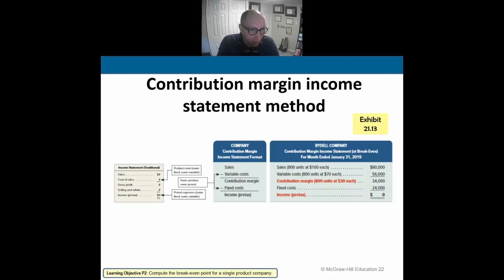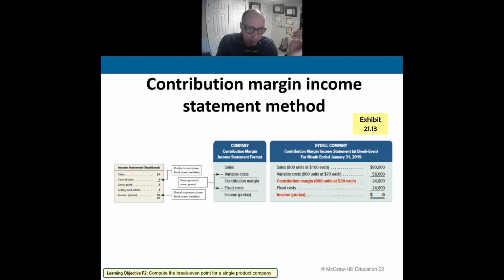So here we go. Sales is always at the top of the income statement. You know that. That's your revenue, your sales. Minus cost of goods sold. Cost of goods sold includes some fixed cost and some variable costs. You know that. Direct materials, direct labor, factory overhead. That's cost of goods sold. Sales minus cost of goods sold equals gross profit. Minus selling and administrative expenses equals net income. When your net income equals 0, that means you've broken even.